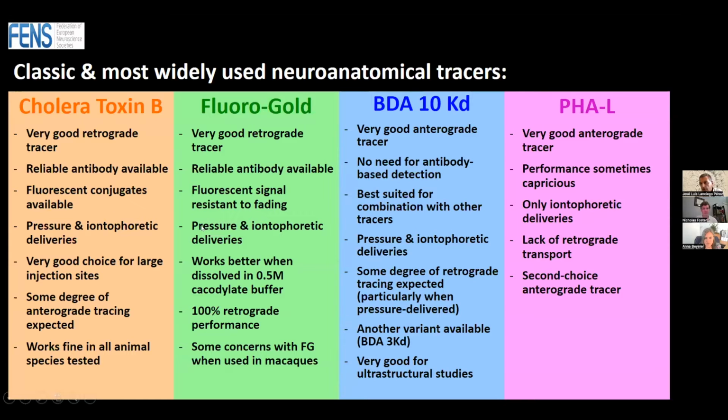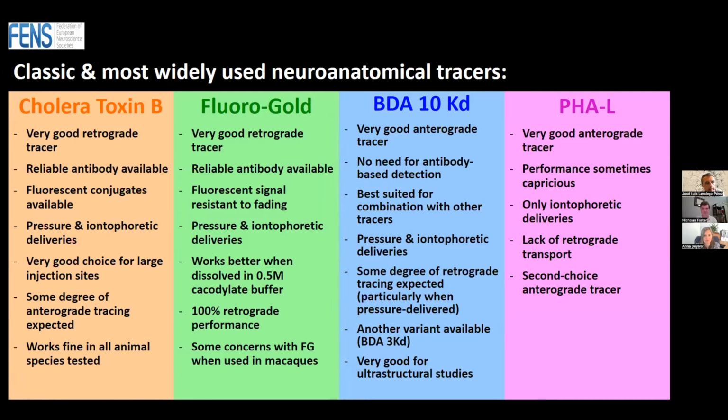A number of fluorescent conjugates have also been made available more frequently. You can deliver CTB either by pressure or by iontophoresis, depending on what you want to do. For instance, in my work in monkeys, I found that cholera toxin is particularly well suited for performing large injections. In monkeys, you have big nuclei that you need to fill with the tracer. To some extent, it's a bidirectional tracer. And so far, to the very best of my knowledge, it performs very reliably in any animal species you may have in mind.